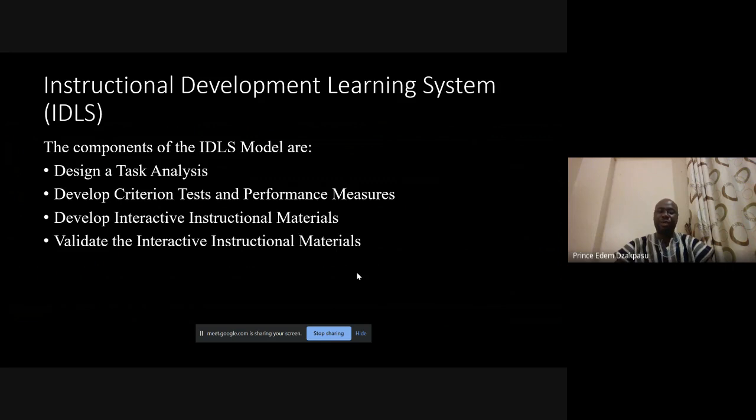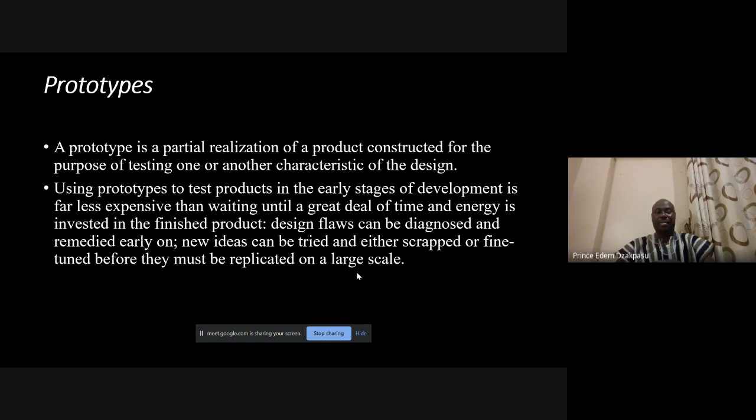And that sends us to another learning system that we call the Instructional Development Learning System. The components of the Instructional Development Learning System are the need for us to design a task analysis, the need for us to develop a criterion test and performance measures, the need for us to develop interactive instructional materials, and then the need for us to validate the interactive instructional materials. In the doing of these, we have what we call prototypes. What do I mean by prototypes?